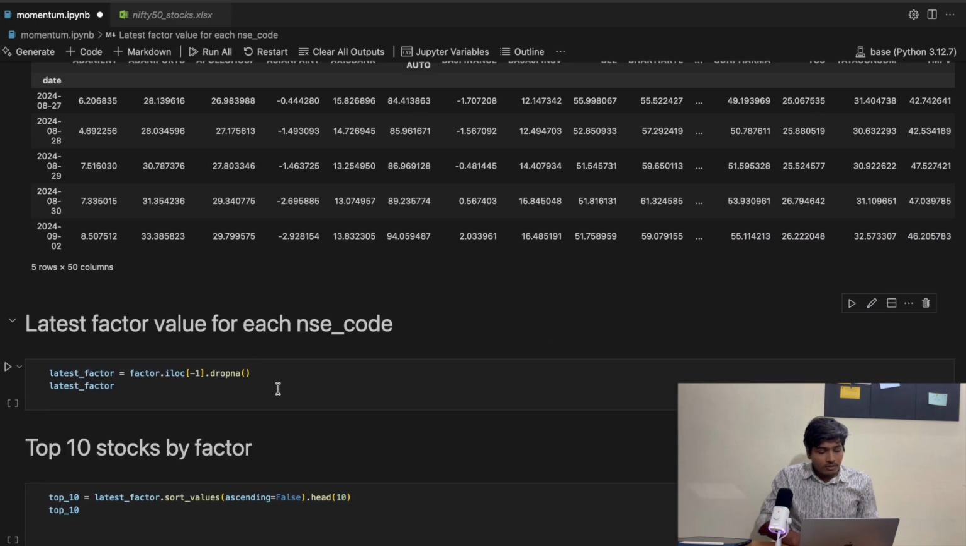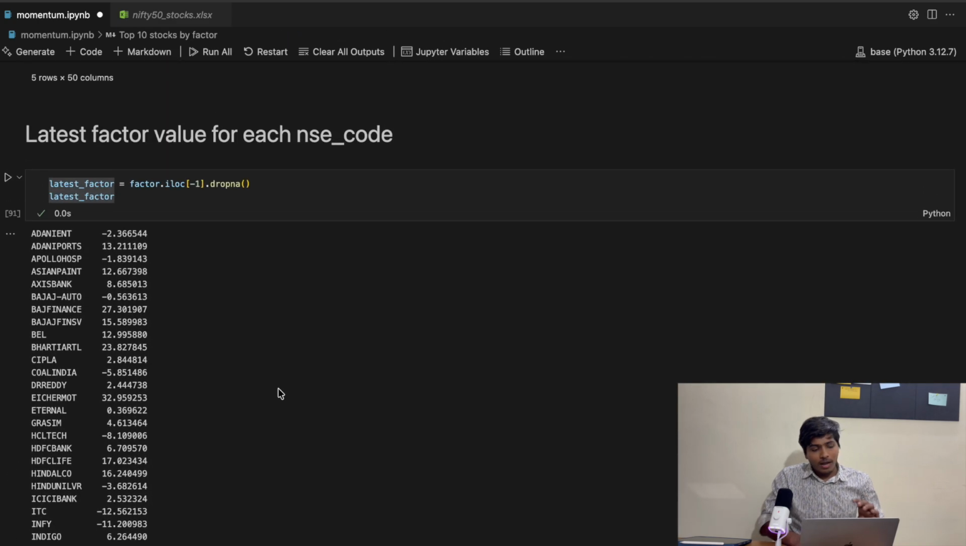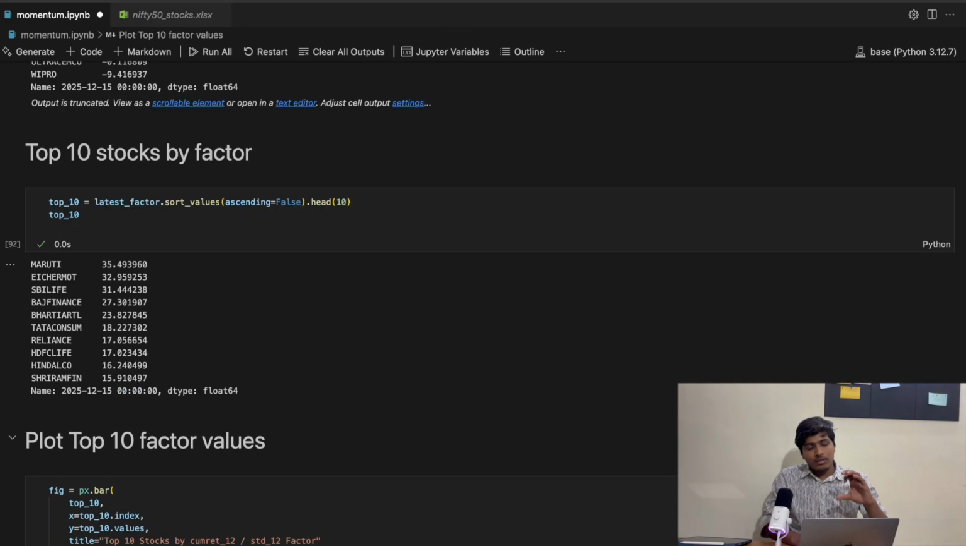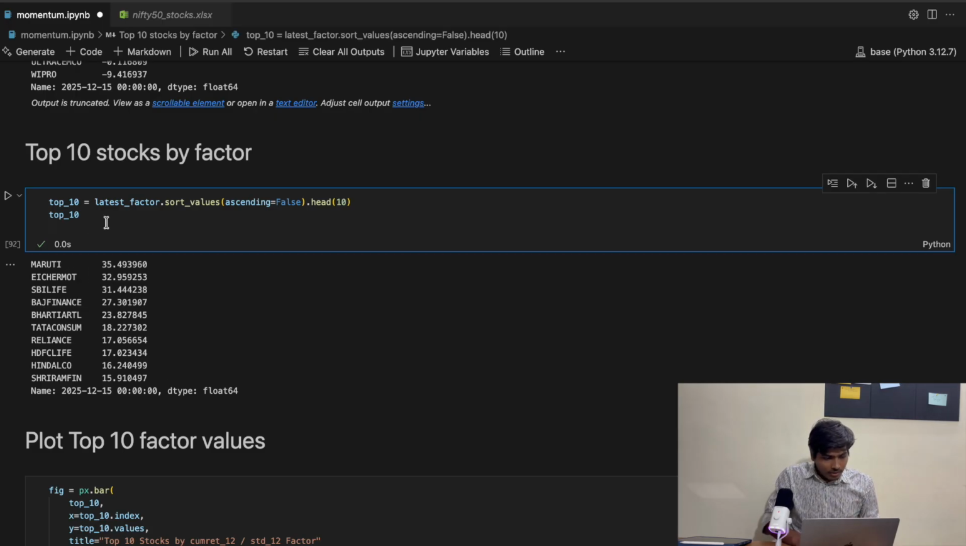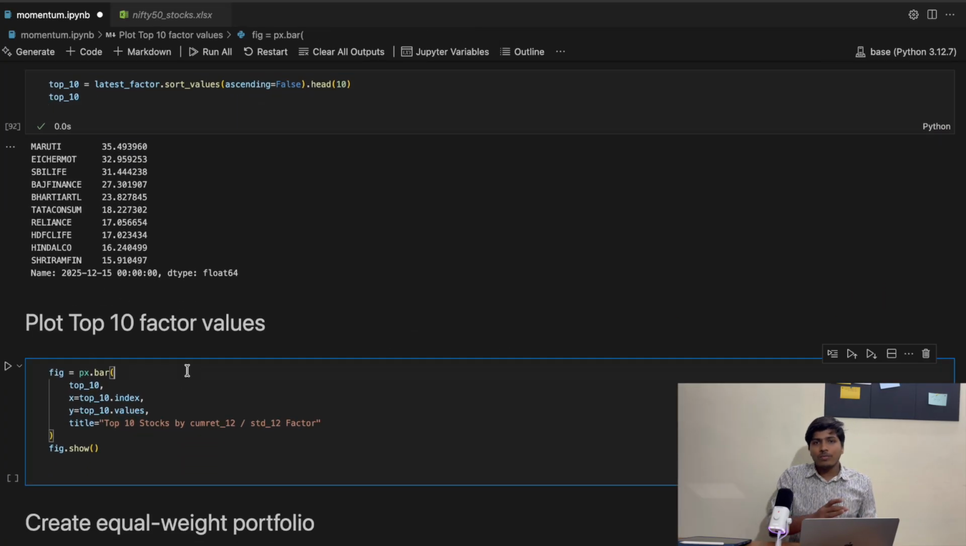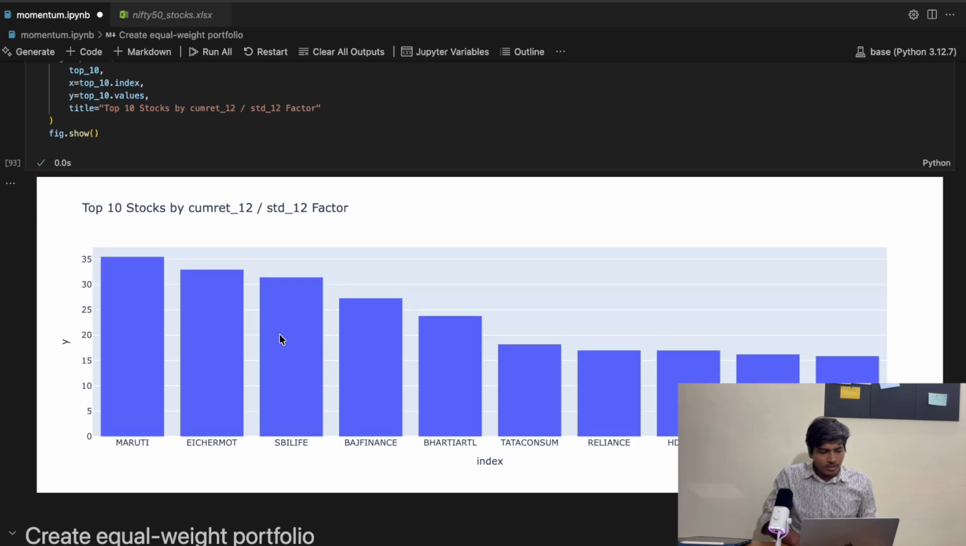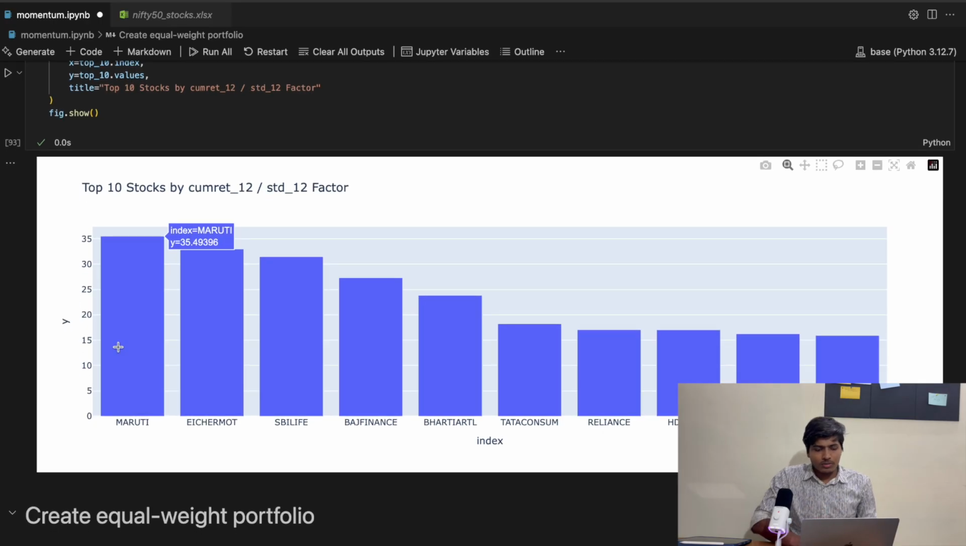Now I want to make a decision on 15th of December, so I filtered out the last row, and then I will choose the top 10 stocks having the highest factor. The top 10 stocks having the highest factor are Maruti, Eicher Motor, SBI Life, Bajaj Finance, Bharti Airtel, Tata Consumer, Reliance, HDFC Life, Hindalco, Shriram Finance. Okay, now let me show you with the help of a diagram. So this is a plot, I just use the bar plot.